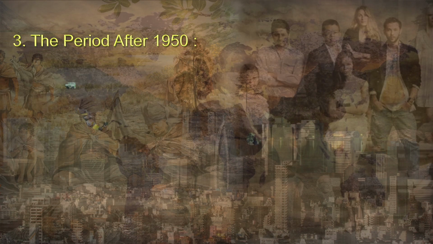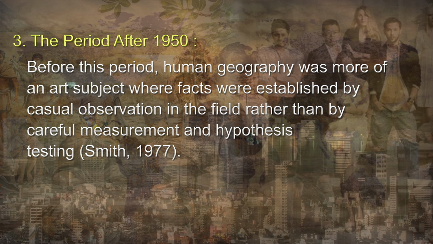Coming to the third period, that is the period after 1950. Until the 1950s, there was a very slow pace of new development in human geography. Before this period, human geography was more of an art subject where facts were established by casual observation in the field rather than by careful measurement and hypothesis testing.